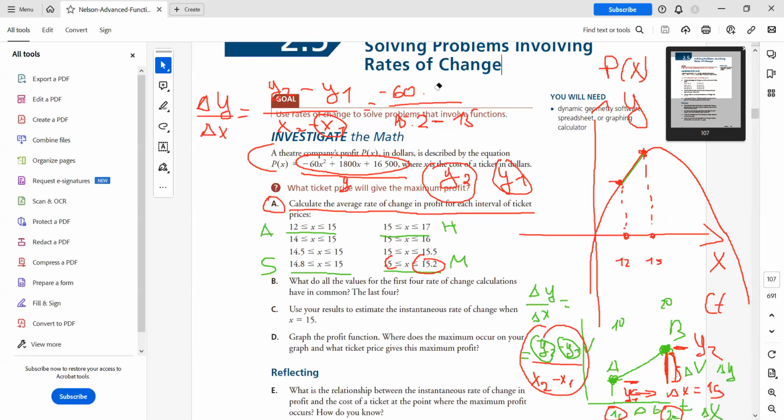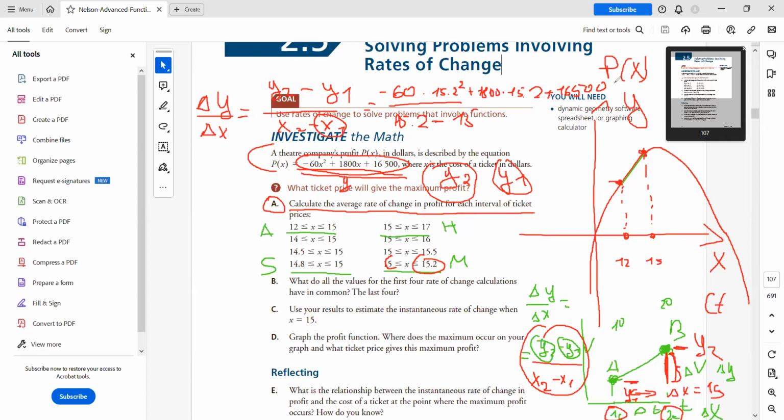So what you have here is 15.2 squared plus 1800 times 15.2 plus 16,500. And now you have to substitute y1. And what is y1 value? y1 is this function with x1 value.